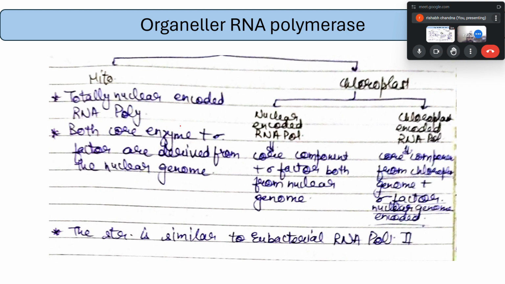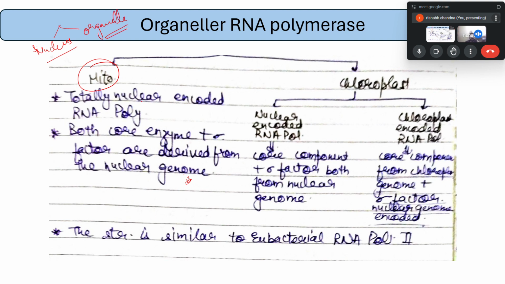Okay, now in the eukaryotic system we also have extra-chromosomal DNA present in organelles. There are two organelles, mitochondria and chloroplasts, that have their own DNA. So there might be some RNA polymerase present in those organelles also. That is called organelle RNA polymerase. In the case of organelles, we have two kinds of RNA polymerase. Some subunits or the whole enzyme is encoded by the nucleus, and some is encoded by the organelle itself.